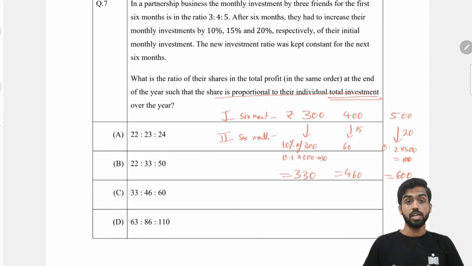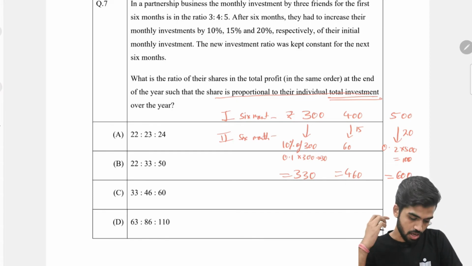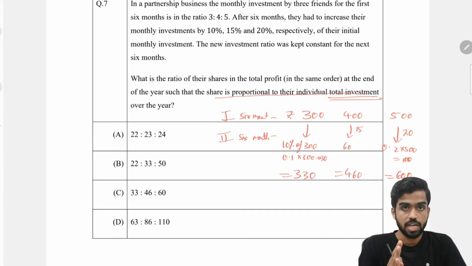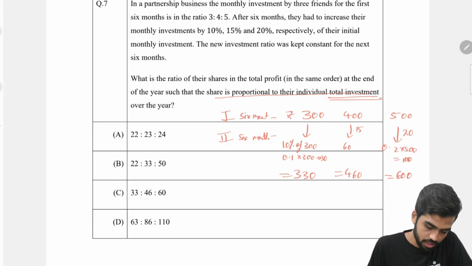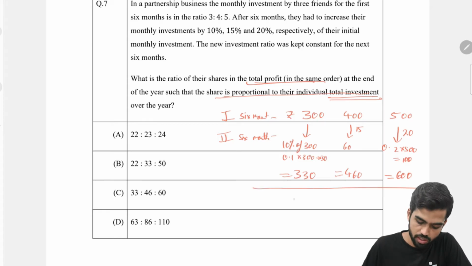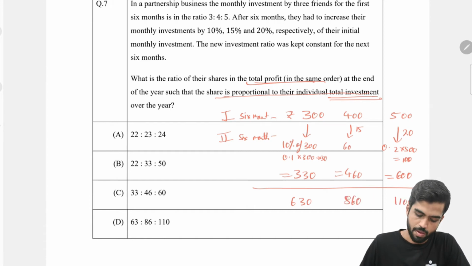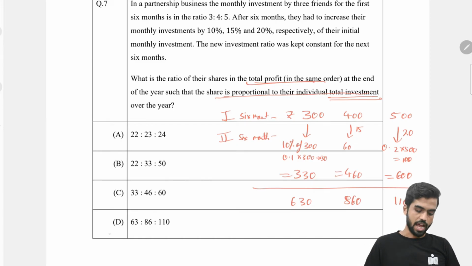Now for the next 6 months, they are investing this much, and the investment will remain constant for this whole 6 months. But in the end, we do not have to really care about the total profit. You just have to care that the profit share is proportional to their individual total investment. So we have to focus on total investment. The total investment throughout the year for the first friend is 630 rupees, for the second friend 860 rupees, and for the third friend 1100 rupees. So that is very self-explanatory. If we see the answer, I see that option D is the correct answer, as that gives us the correct ratio.